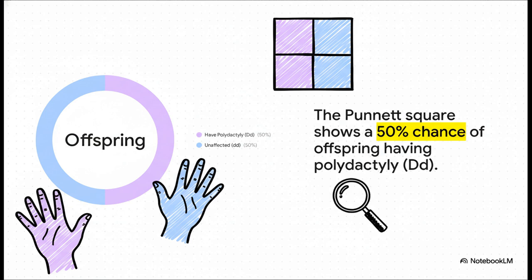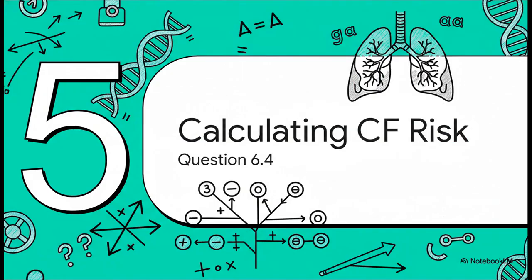The other 2 boxes are dd, for an unaffected child. So that's 2 chances out of 4 of having the disorder, which gives us our probability of 0.5, or 50%. That's how you secure all 4 marks. Simple as that. All right, on to the final part of the question.